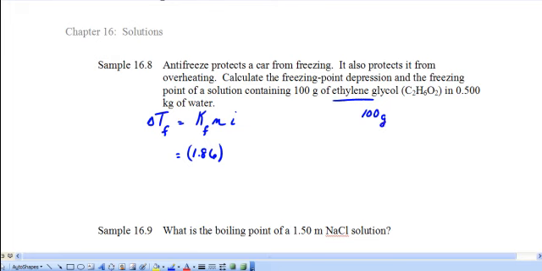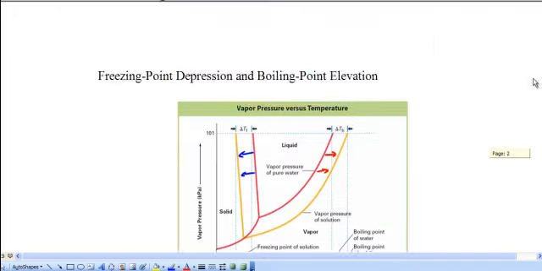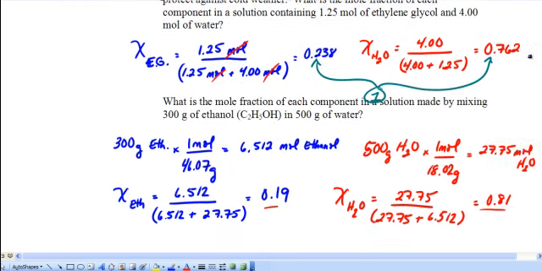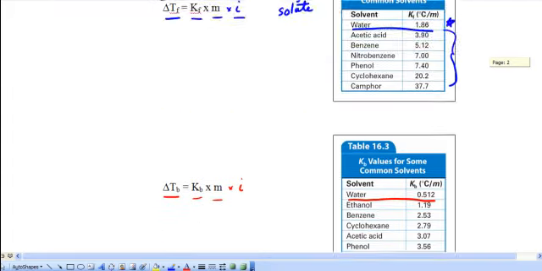100 grams of ethylene glycol. And we actually calculated the molar mass of this previously. If I go ahead and scroll up just to remind you, the molar mass of the ethylene glycol. Nope, we didn't actually do it in that case. We did the ethanol. So we'll go ahead and calculate that real quick.